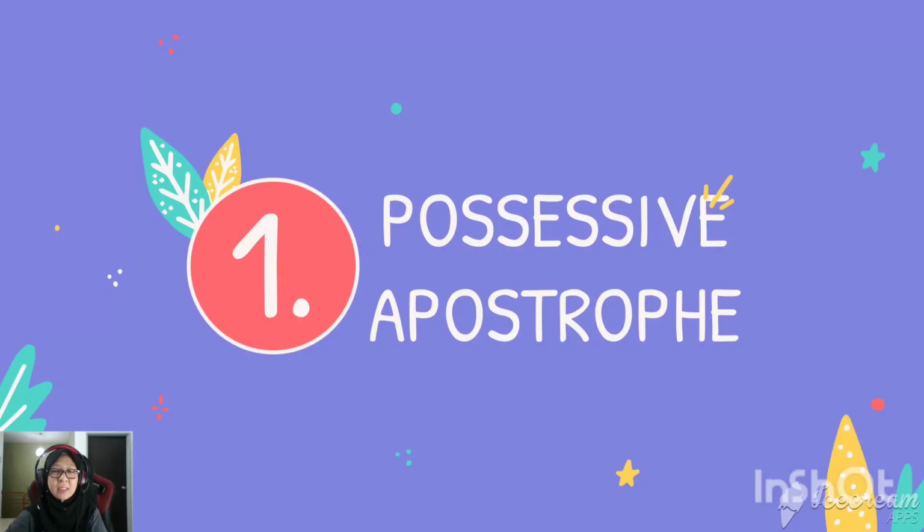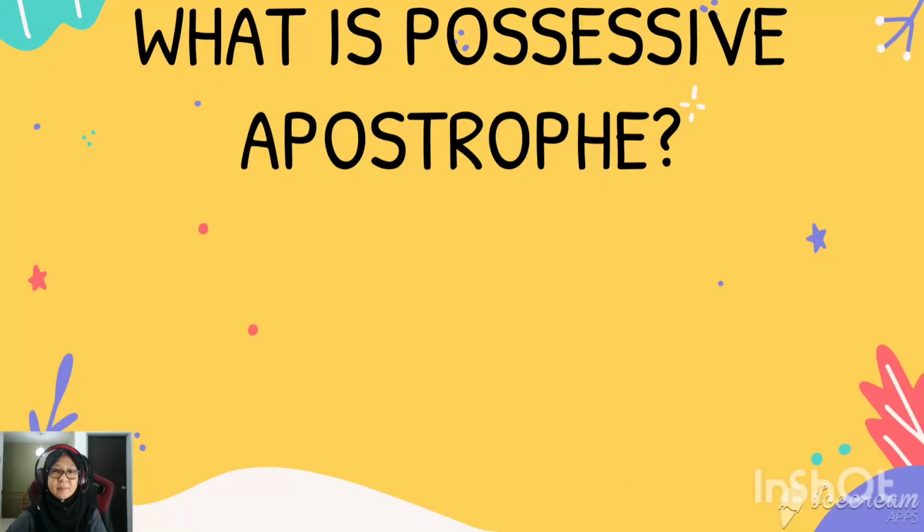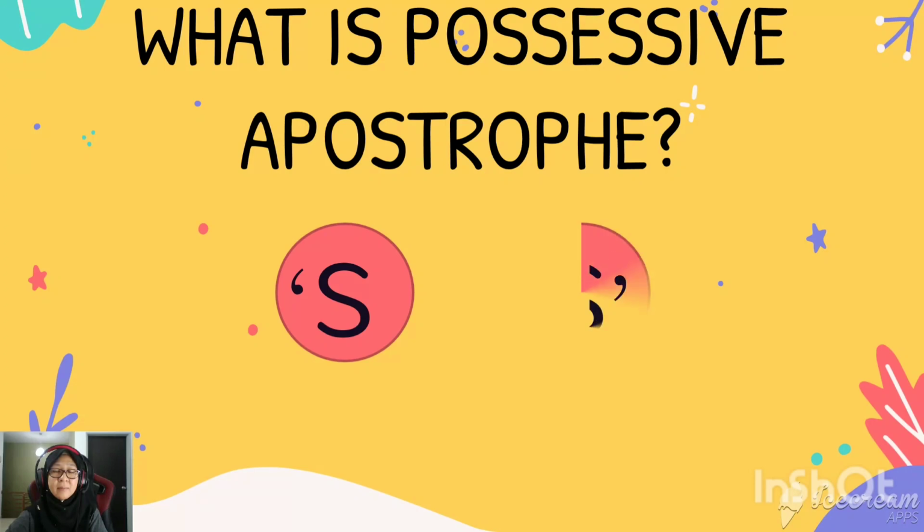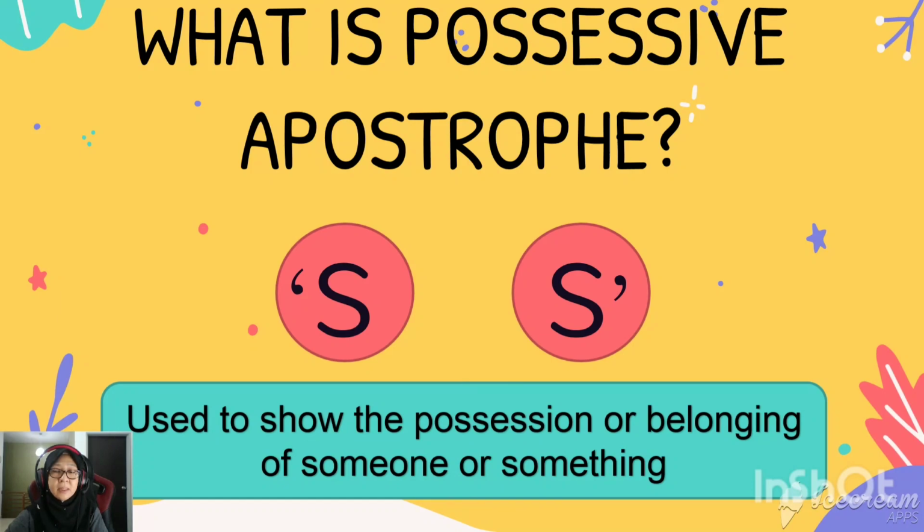The first topic is possessive apostrophe. So, what is possessive apostrophe? As you can see in this video, there are two types of possessive apostrophe: apostrophe s and s apostrophe. Possessive apostrophe is used to show the possession or belonging of someone or something. In Bahasa Melayu, possession or belonging means kepunyaan.